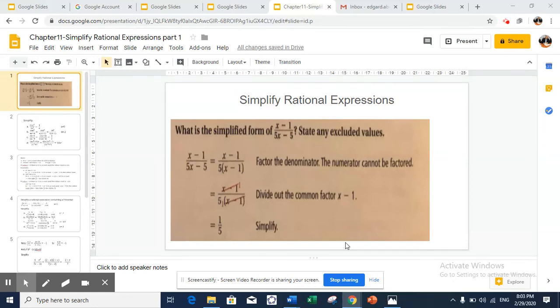Hi students, our study today is about simplifying rational expressions. We're going to start with the first section. Simplify, you know from before.